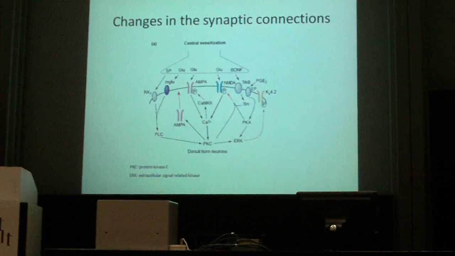This depolarization results in a removal of the block of this NMDA. NMDA is blocked by magnesium, and then the NMDA is also open. So when the NMDA is open and it binds with glutamate, then also calcium can stream into the cell. So then you have a very fast and huge amount of calcium streaming into the cell and giving postsynaptic responses.